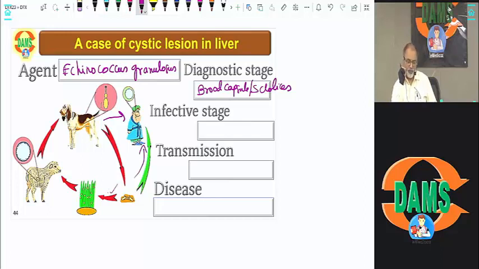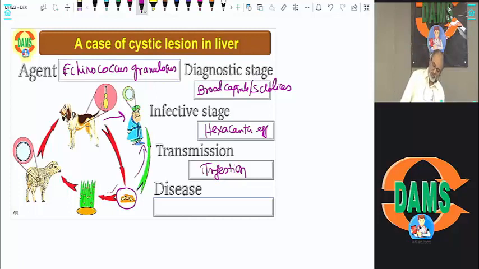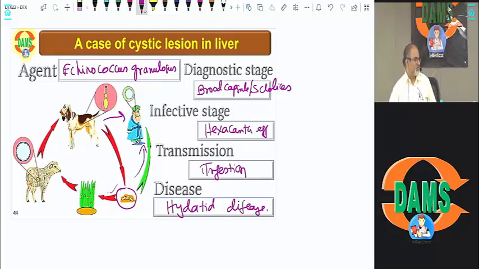It is the dog tapeworm. Infective stage, what man eats? Egg, hexacanth egg. Mode of transmission: eating, ingestion. It causes a disease called hydatid disease.